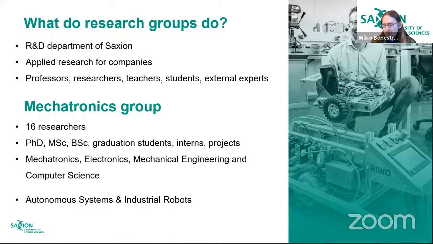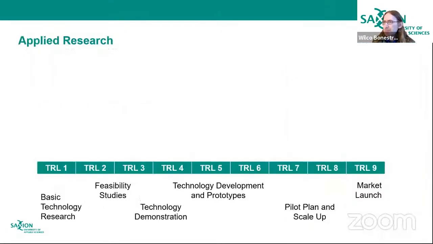We have a big range of people. So some have PhDs, masters, bachelors. We also have students and interns in the group, and also students working in projects on the research projects we work on. And also the background is really diverse. So mechatronics, electronics, mechanical engineering, and computer science, all projects have a kind of a group with different people. And we focus on 2 things, autonomous systems and industrial robots. And especially autonomy is interesting for the agricultural drones.